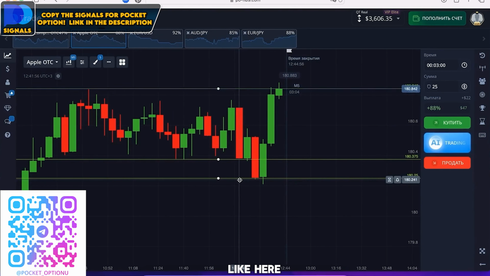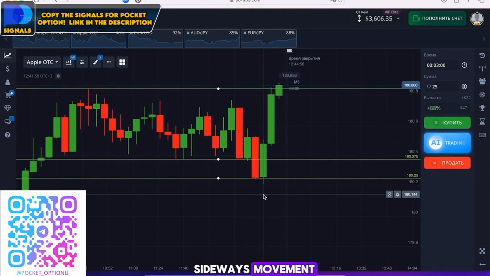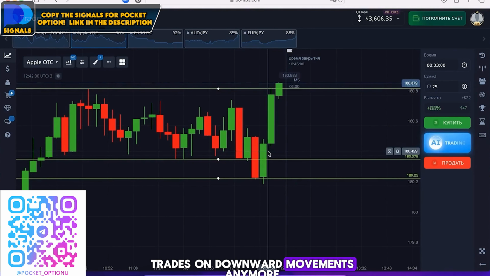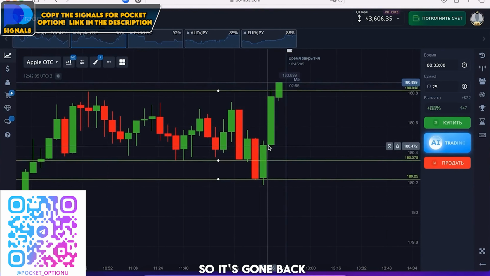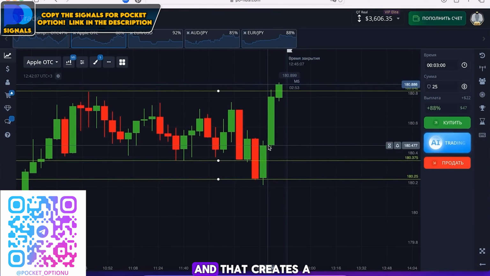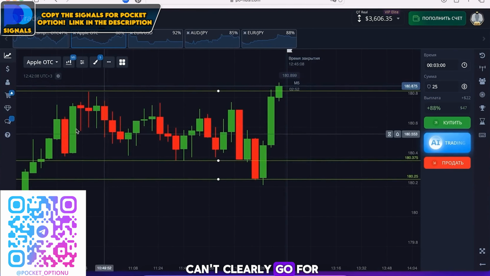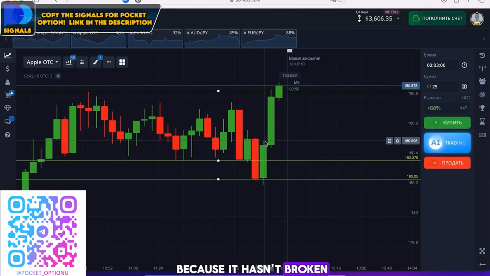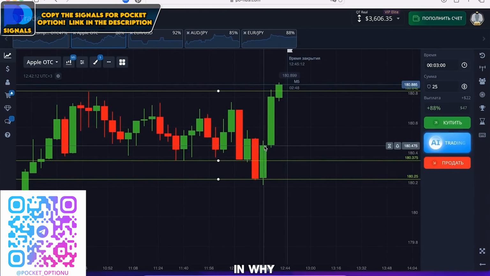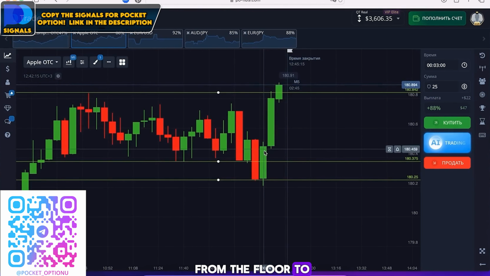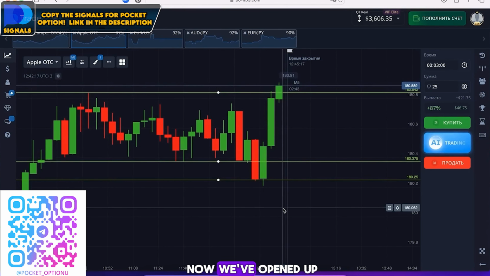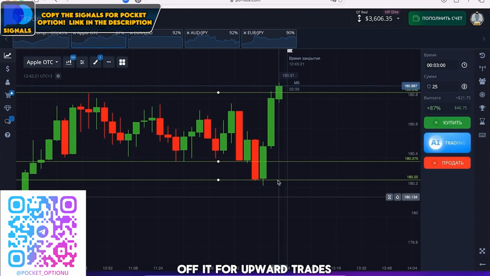If it's not there, like here where we have a sideways movement, we can't base our trades on downward movements anymore because it hasn't broken out of the flat. It started to compensate and return back to the flat situation. So, it's gone back to this wave-like pattern, and that creates a situation where we can't clearly go for a downward trade because it hasn't broken out of the flat and has gone back in. So, we're just trading again, as I said, from the floor to the ceiling for upward trades. Now we've opened up and we've created a sideways movement, and we're already bouncing off it for upward trades.